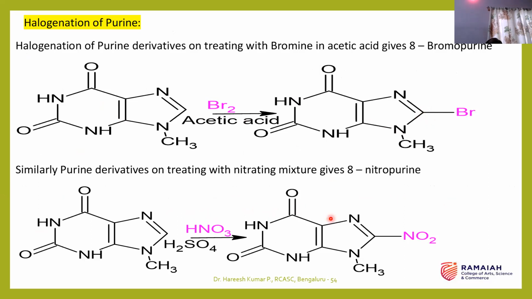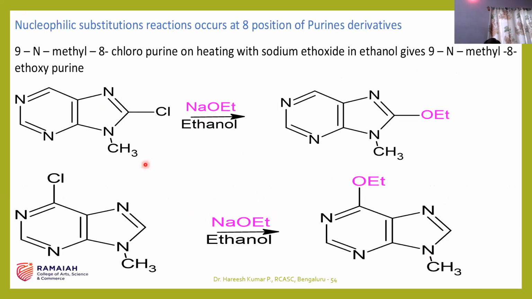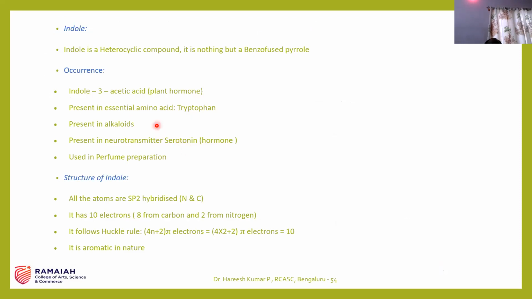The eighth position is the reactive one, and it will react at the eighth position, bromination or nitration. So nucleophilic substitution also occurs at the eighth position. So this is the indole. For indole, more particularly, the occurrence is important.